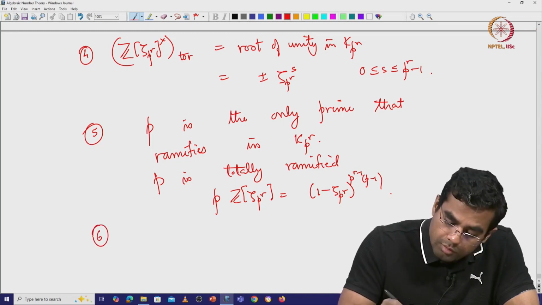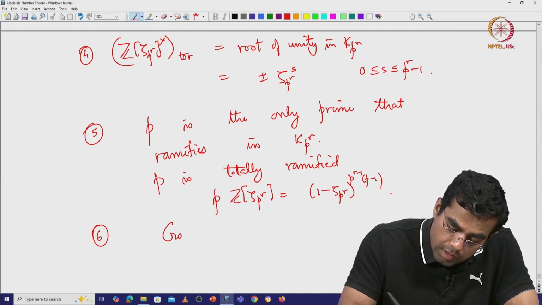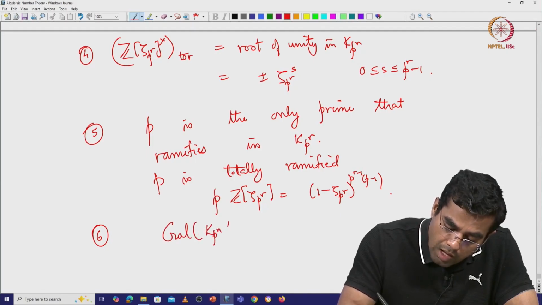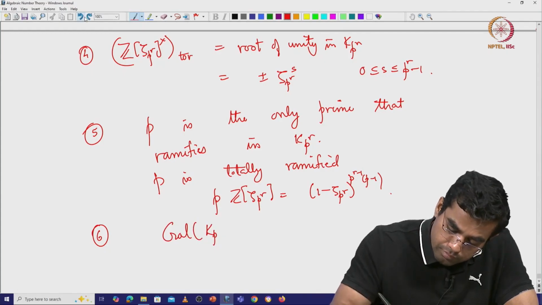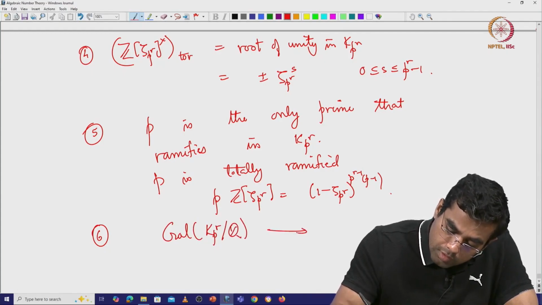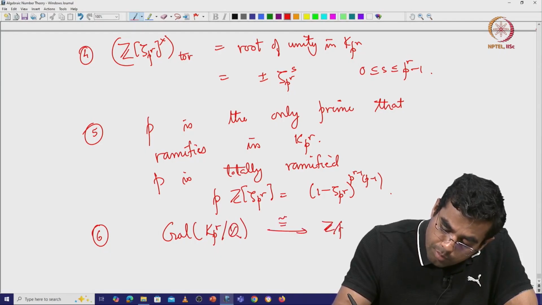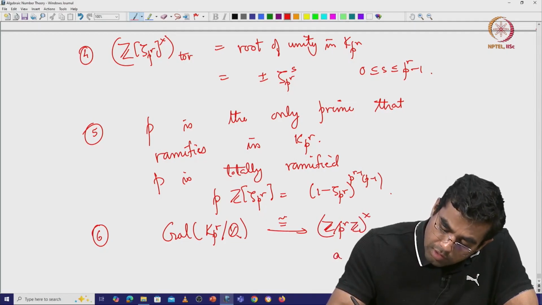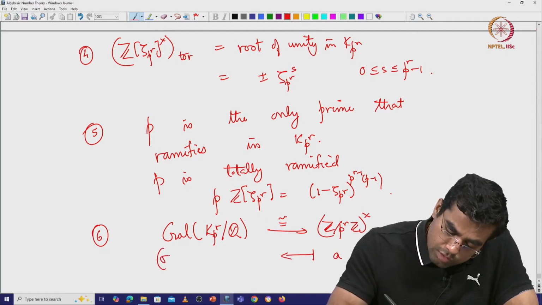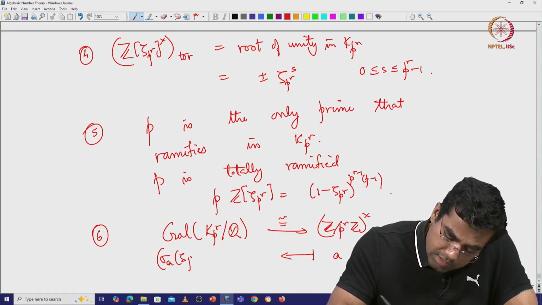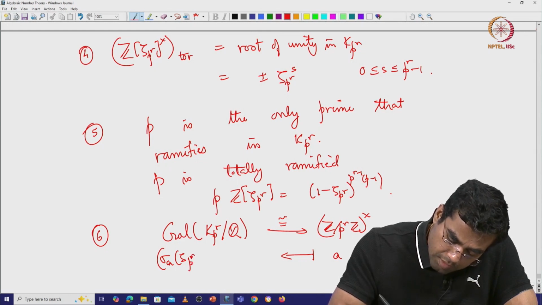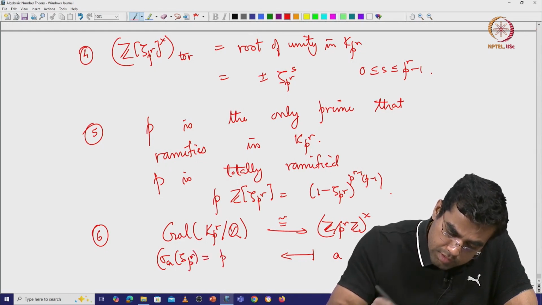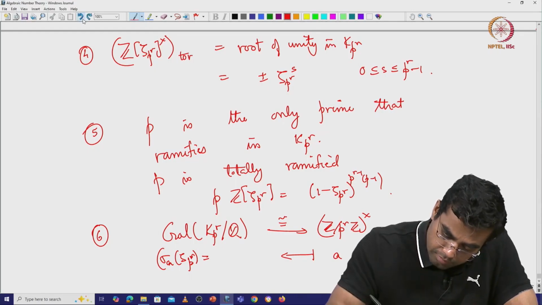And lastly, there is an automorphism. So, what is the Galois group of K_{p^r} over Q? This thing is (Z/p^r Z)^cross. Not only that, there is a canonical isomorphism. This goes to sigma_a, and what does sigma_a do? Sigma_a sends zeta_{p^r} to zeta_{p^r} to the power a.